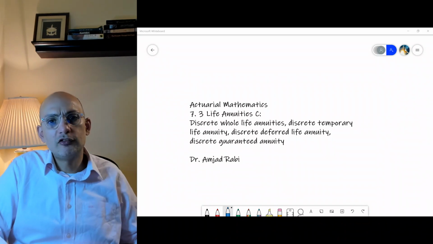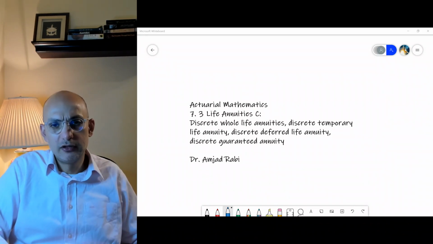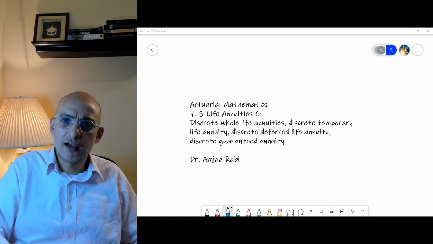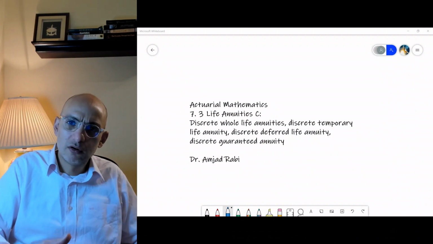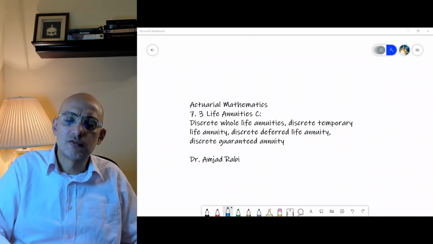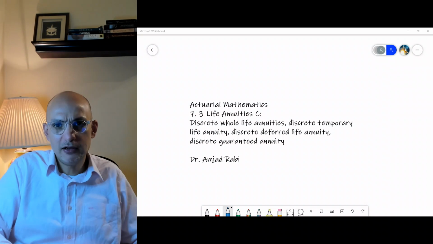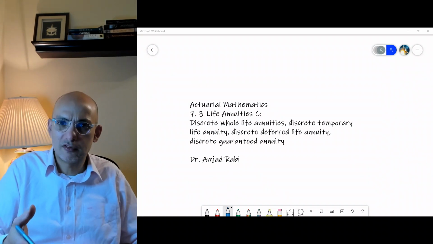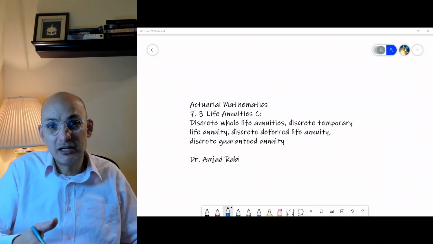Hello, in this session we'll continue the discussion on life annuities. As you would imagine, we will now do the discrete life annuity. We already did the continuous, so same logic that we did for the insurance benefit. Now we will follow the continuous case with the discrete case, with the life annuity that's not payable continuously but rather paid at the beginning of the year.